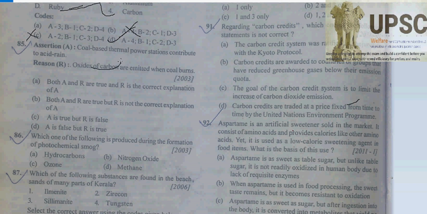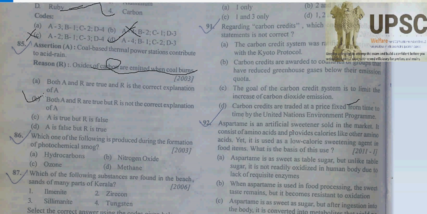And the second statement: oxides of carbon are emitted when coal burns. Definitely both are correct, but the reason is not a correct explanation of the assertion. So here we will choose the option where both are true but the reason does not explain the assertion. That will be B. So why is the assertion true?